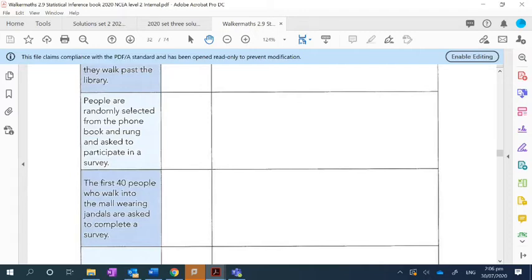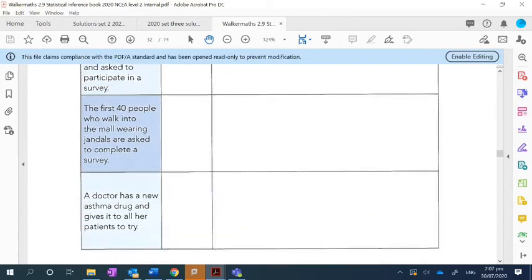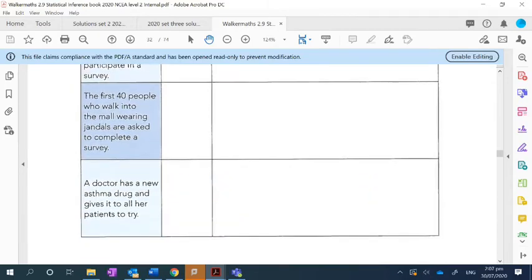What else is wrong with this question? They're walking into a mall. Do you go to the mall every day? Do you think everybody even goes to the mall? Is there a mall in Wellington? No. There's one out in the Hutt, one in Plimmerton. Is there? One in Johnsonville.